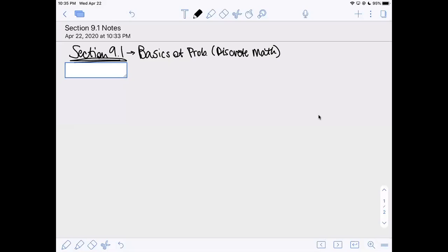Okay, hi guys. Today we're doing section 9.1. So we're in probability. We're reaching the end of our time together in pre-cal. So we're going to spend some time on probability.